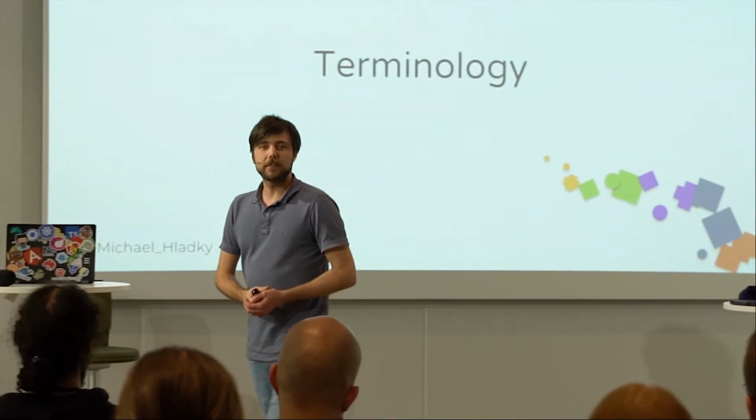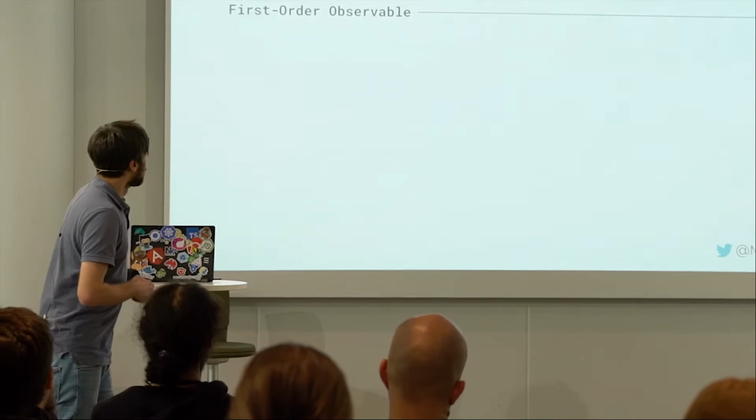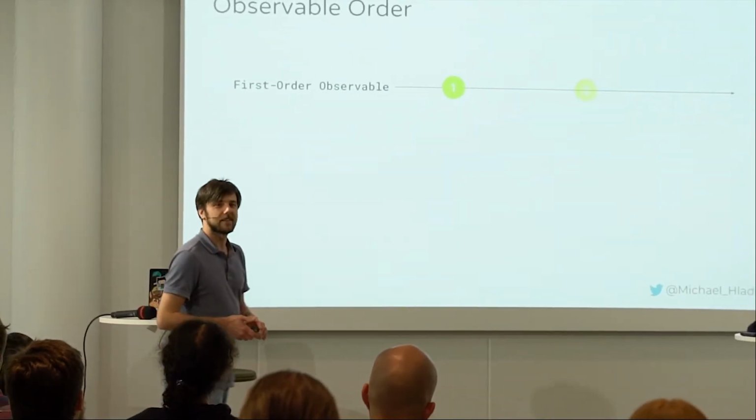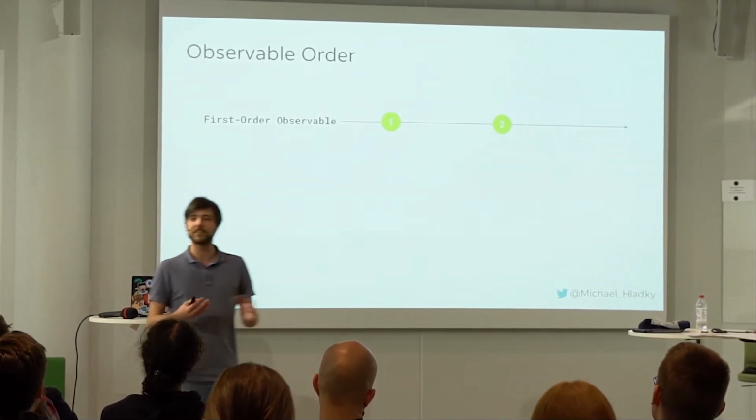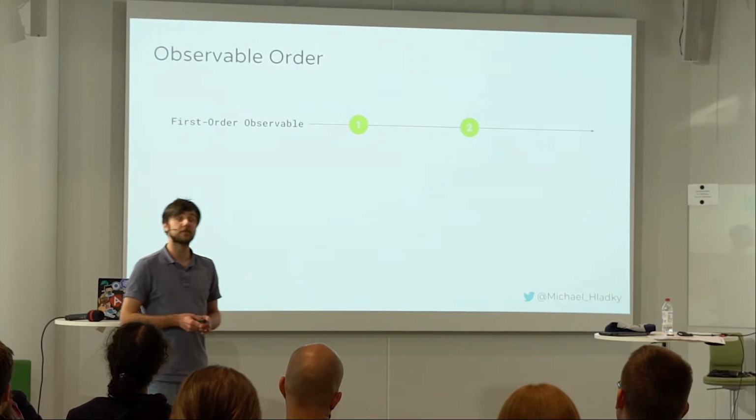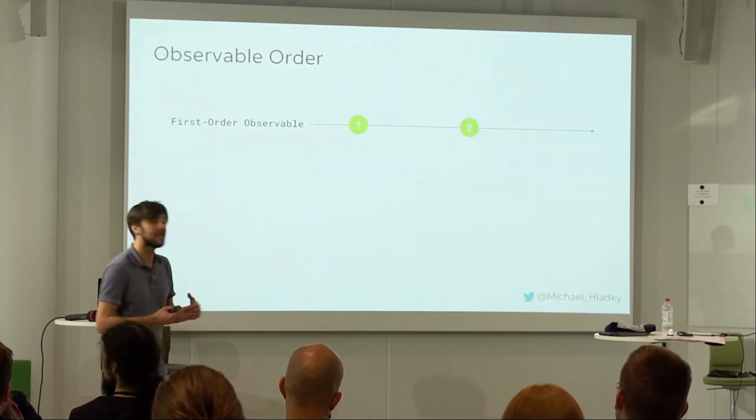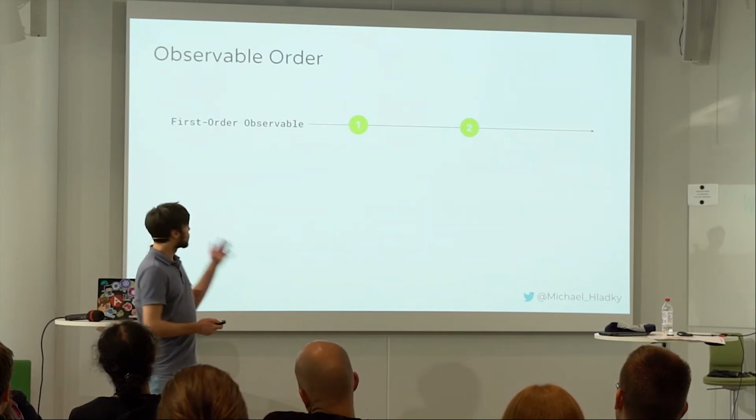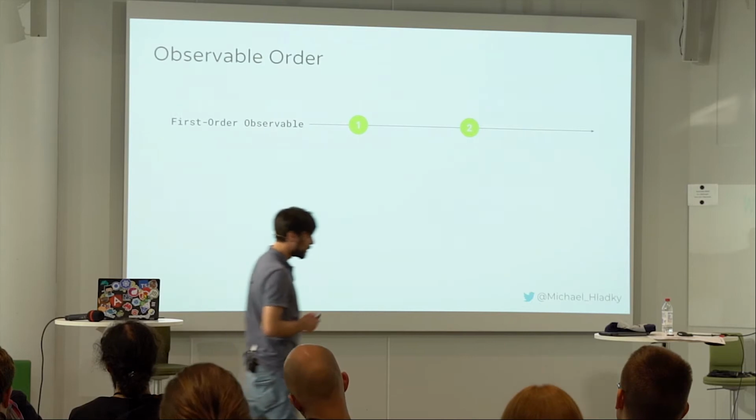Okay, let's start with the terminology of operators. There are observables, and there is something that is called the order of observables. Let me first introduce first order observables. What are first order observables? Well, first order observables are observables that emit single values. As you can see here, the values emitted are single values.